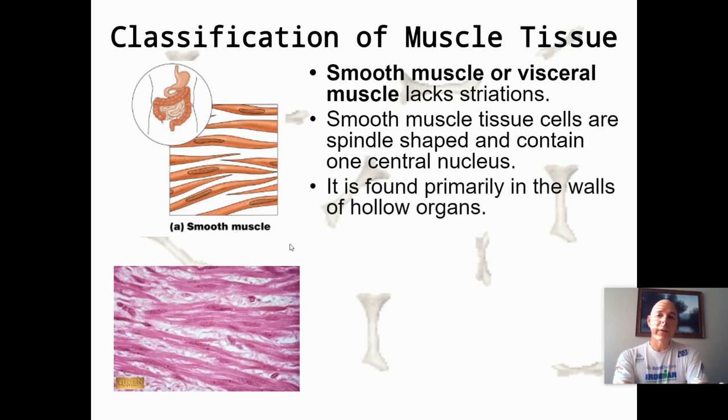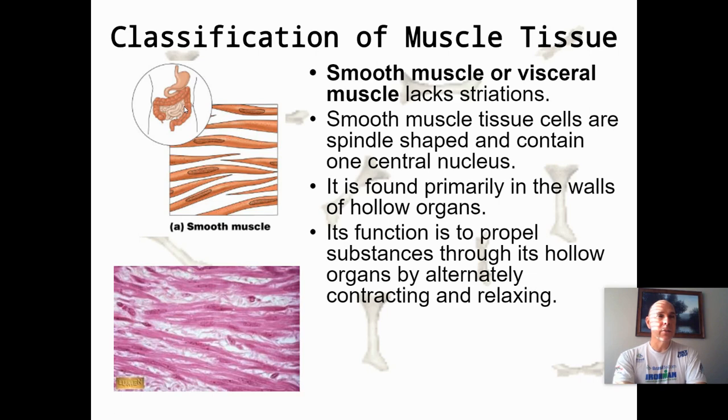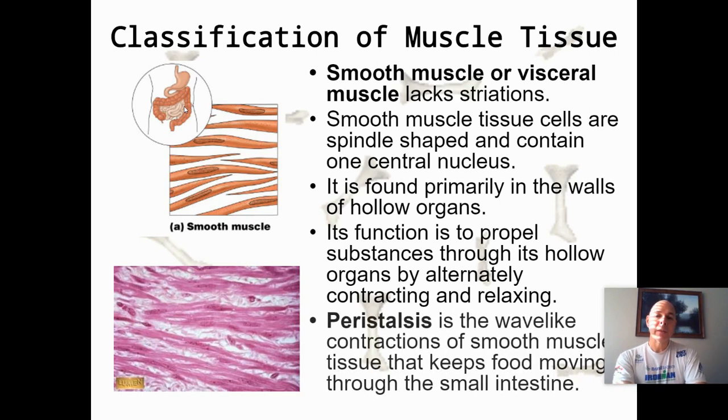And it's found primarily in the walls of hollow organs. So our stomach, as you can see in the image here, we have the stomach, the large intestine, the small intestines. We have muscle tissue that's wrapped around these organs that allows them to push the food or the undigested food through the digestive system. And it does this through alternating contractions and relaxations called peristalsis. It's a wave-like contraction that kind of squeezes the foodstuffs through the digestive system.